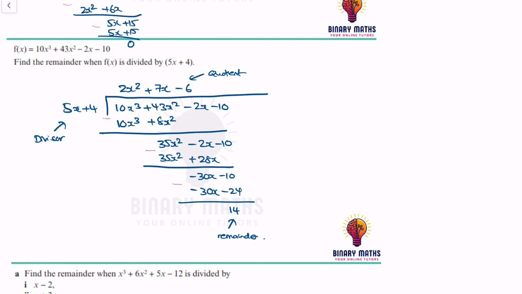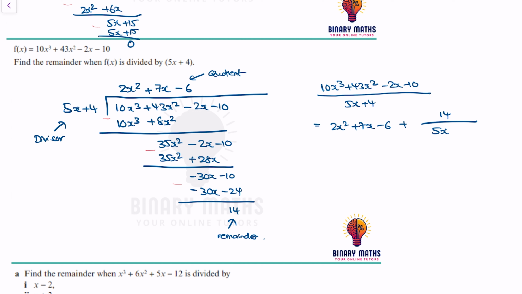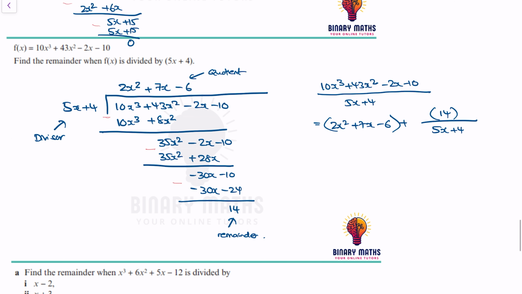So that means when I do 10x cubed plus 43x squared minus 2x minus 10 all over 5x plus 4, my quotient, which is my whole part, is 2x squared plus 7x minus 6, plus my remainder, which is 14, over what I divided by, which is my divisor, 5x plus 4. So the quotient is always my whole part, which is here. My remainder is this part. In this question, they only ask for my remainder, so my remainder is just 14.